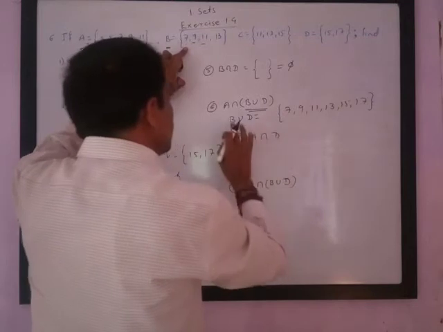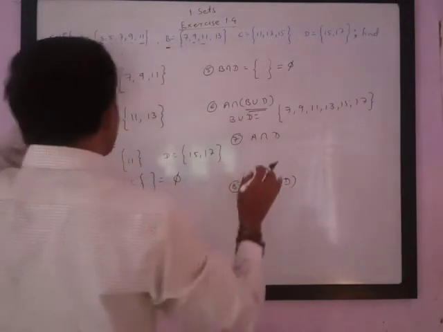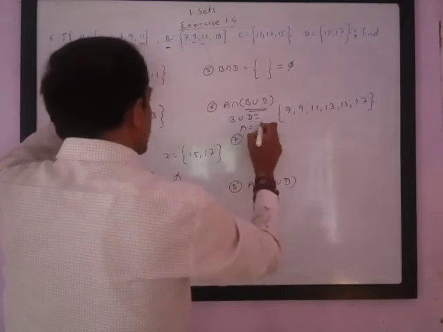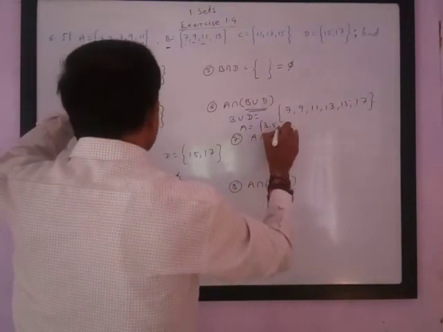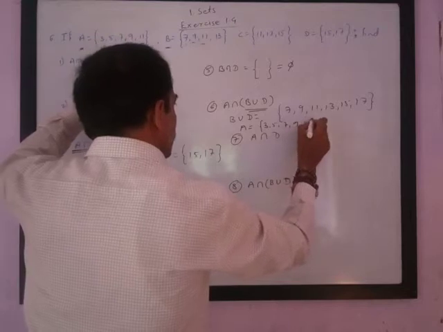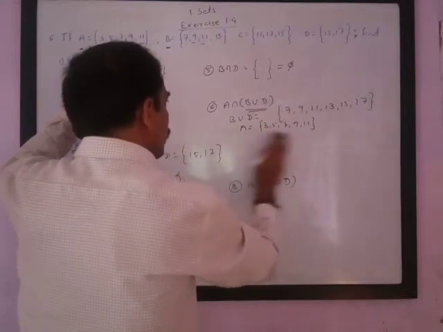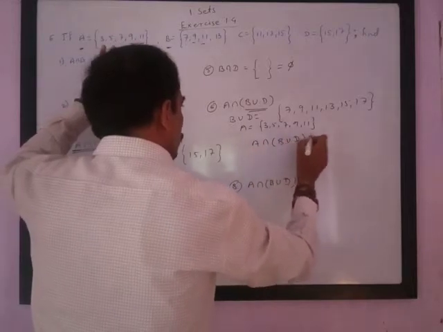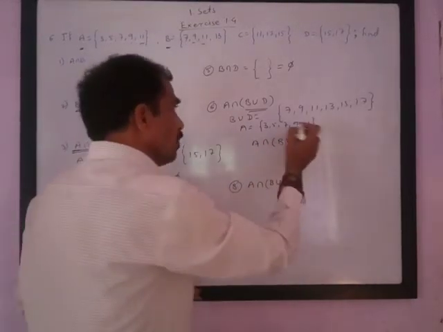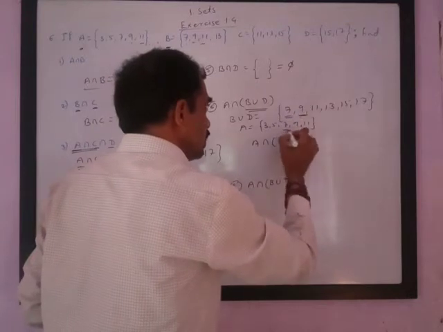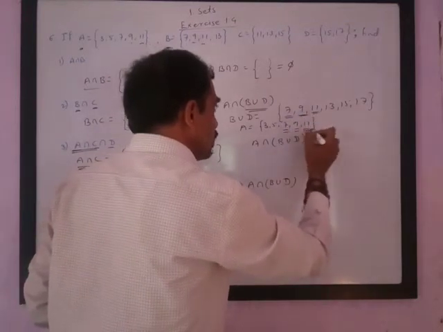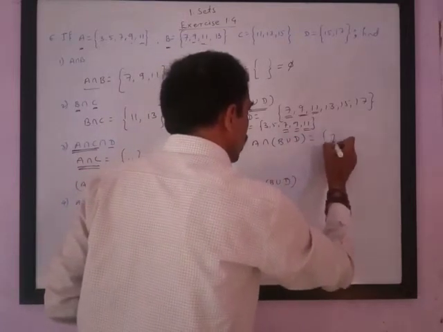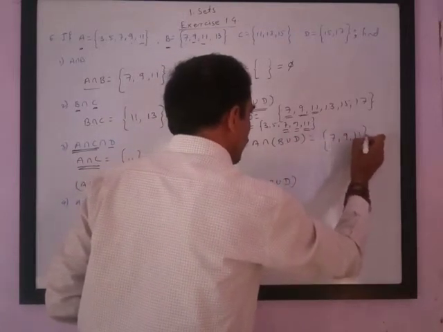And this is in intersection with set A. So set A is 3, 5, 7, 9, 11. It means the set of A intersection, B union D is equal to: common to both are 7, 9 and 11. So A intersection, B union D is equal to the set of 7, 9 and 11.